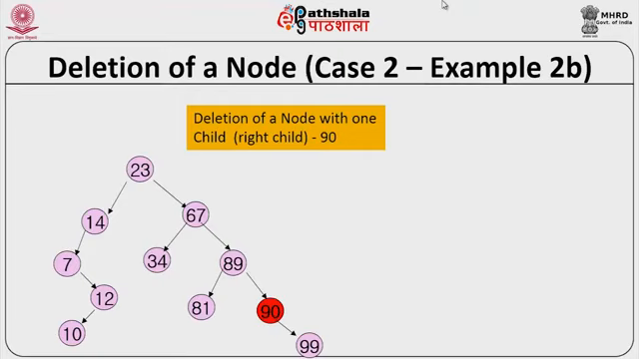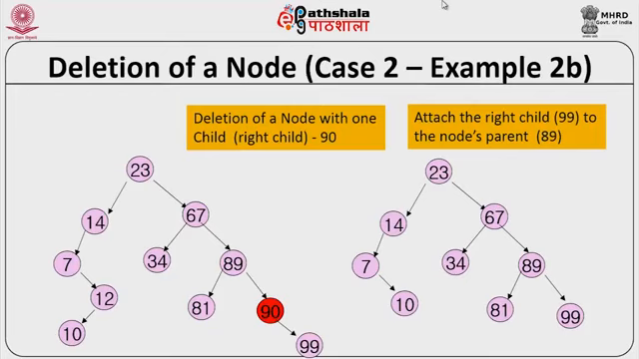The right child here is 90, I mean we want to delete 90, and the child that exists is 99. So, what do we have to do? We have to attach 99 to the parent of 90, which is 89. That is what is being done here. So, attach the right child 99 to the node's parent as its right child in this case. So, you get 99. This is case 2. So, what we have seen is no children, one left child, one right child.